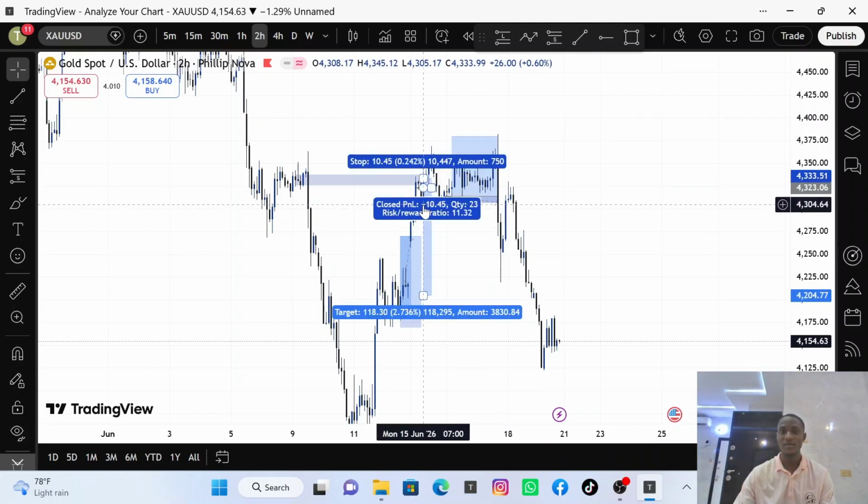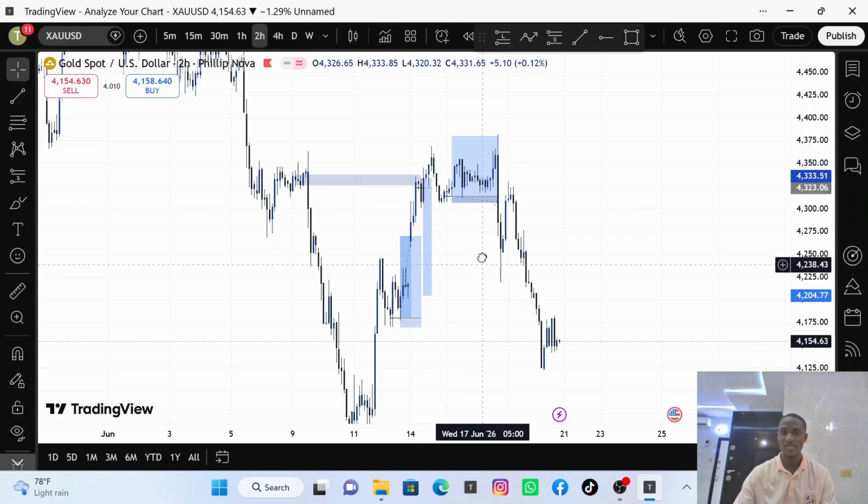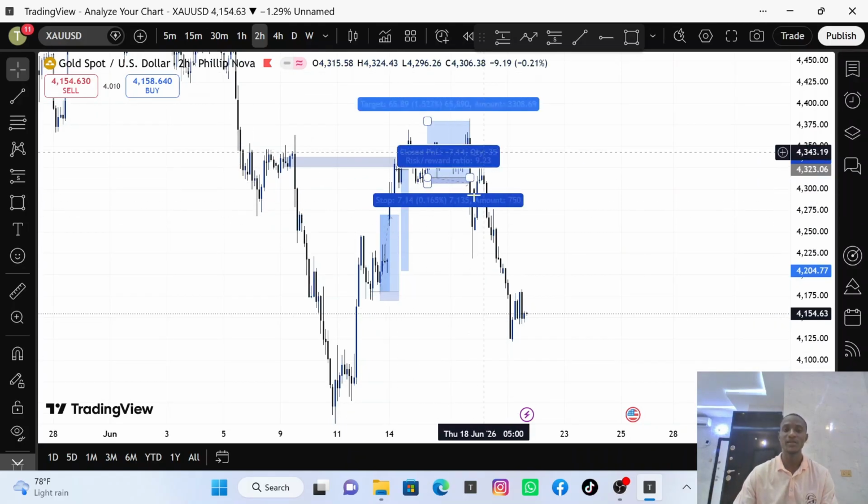And as you can see, my first trade hit SL, while the second trade, which is 1:9, hit our take profit. Okay, so let me delete everything. I just want to analyze this buy, how I was able to cash my buy trade here.